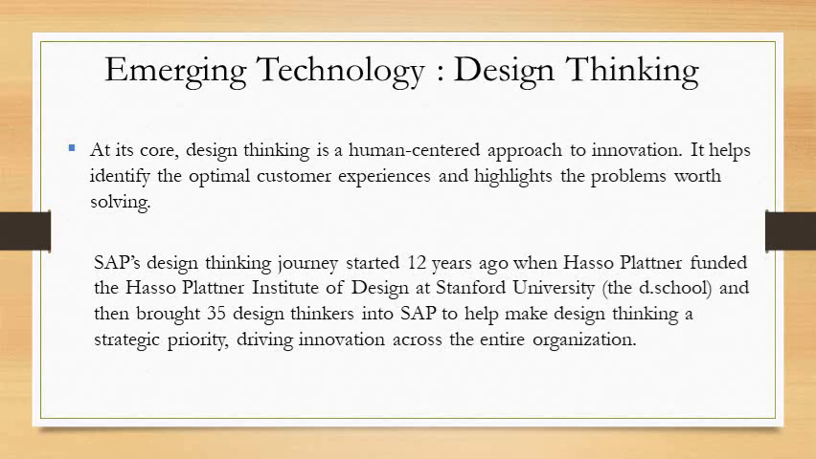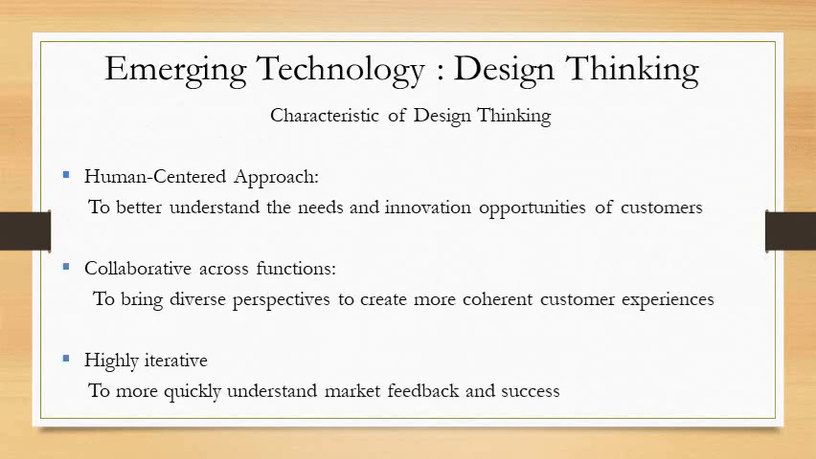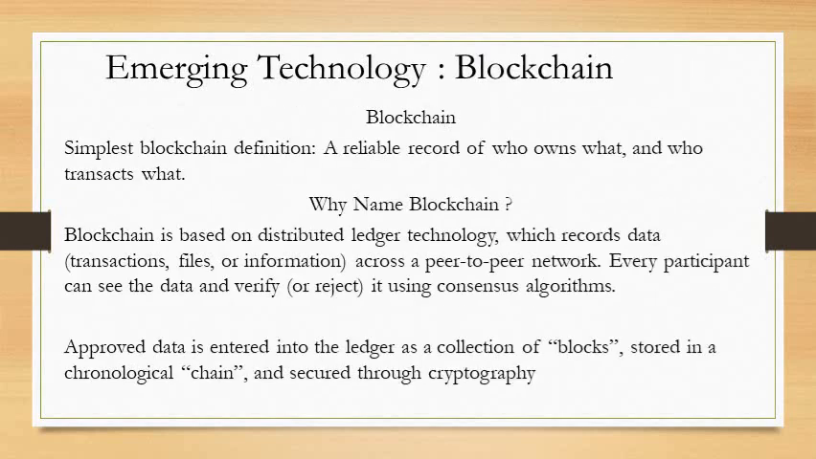The design process often involves a number of different groups of people in different departments. For this reason, developing, categorizing, and organizing ideas and problem solutions can be difficult. Now, what are the characteristics of design thinking? It's a human-centered approach to better understand the needs and innovation opportunities of customers. It allows collaboration across functions to bring diverse perspectives to create a more coherent customer experience, and it is highly iterative to more quickly understand market feedback and success.